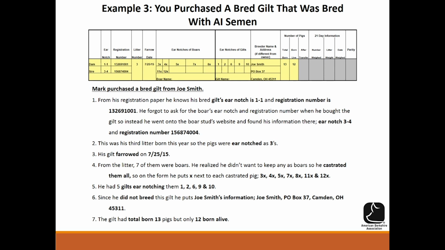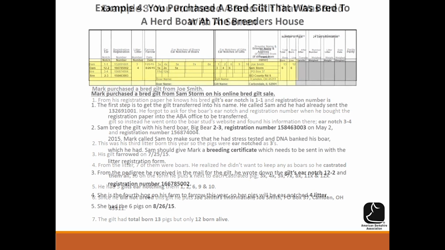He had 5 gilts ear notching them 1, 2, 6, 9, and 10. Since he did not breed this gilt, he puts Joe Smith's information. Joe Smith, P.O. Box 37, Camden, Ohio, 45311. The gilt had total born 13 pigs, but only 12 were born alive.